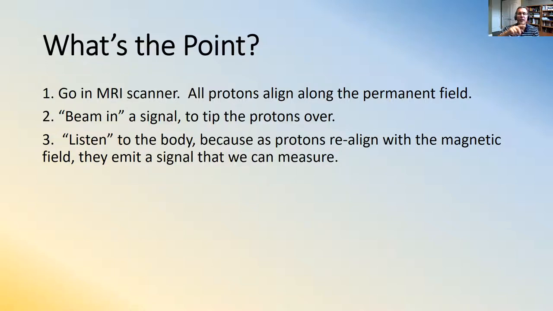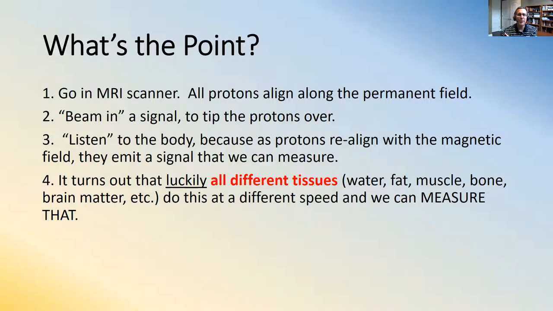We listen to your body, because as the protons realign with the magnetic field, which they always will, they will emit a signal that we can measure. And we measure that from outside your body. We don't have to cut you open. We don't have to do anything internally. All the protons in the water molecules all over your body are beaming out a radio signal. And just like the radio signal from the tower comes into my house or my car, those radio waves from inside your body come out of your body. We collect them outside painlessly. You don't ever feel a thing during any of this.